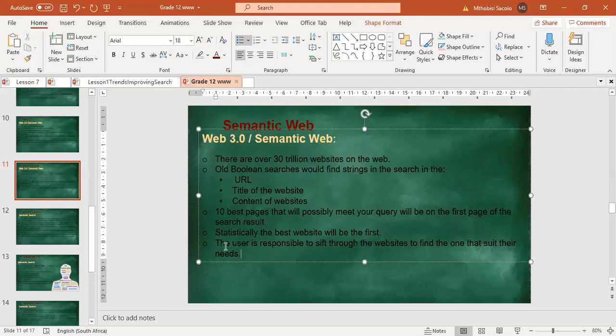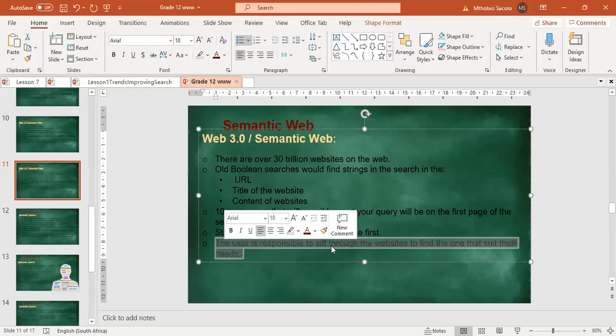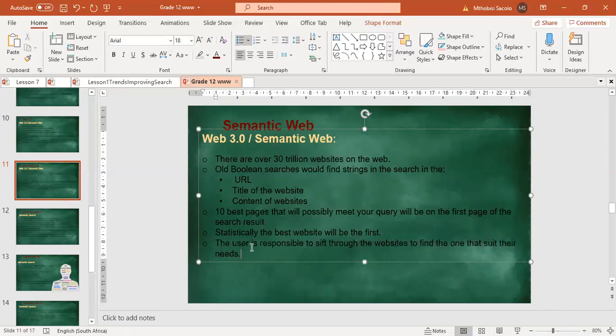The user is responsible to sift through the websites to find the one that suits their needs. So you are going to have a lot of information, so you can go to each and every link and go back to your old search, so you can just sift around the information and see which one is the best for what you need.